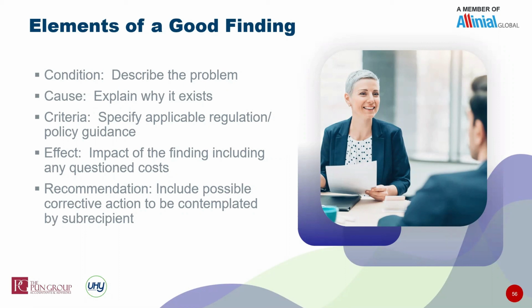The next is effect, and if you were in a Yellow Book, you'd have questioned costs separately, but essentially it's the impact of the finding, including any questioned costs, and sometimes that's just non-compliance, right? The effect is you're not in compliance with the federal terms of your award. And then last is a level of recommendation, including recommendations on possible corrective action to be contemplated by the subrecipient. Sometimes that action might include training. Sometimes it might include modifying systems or developing reports or reconciling, but it could be anything in that regard. So that is what we would consider elements of a good finding, and including those in the working papers to ensure you've thought through that.